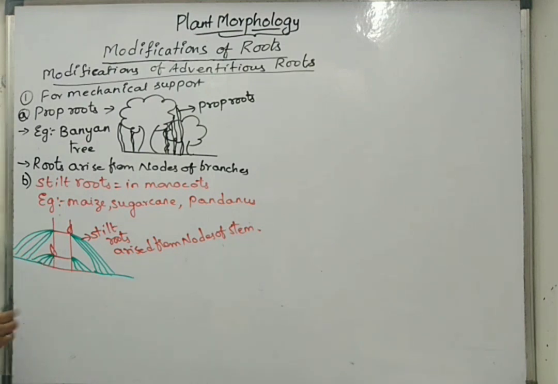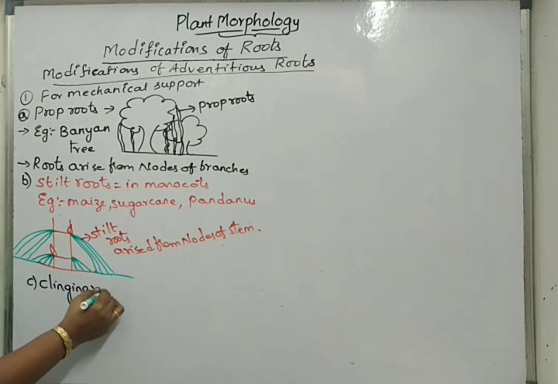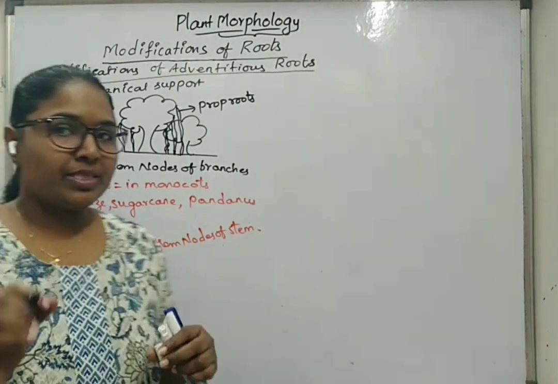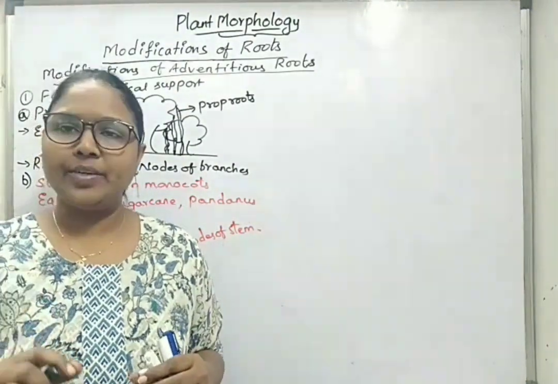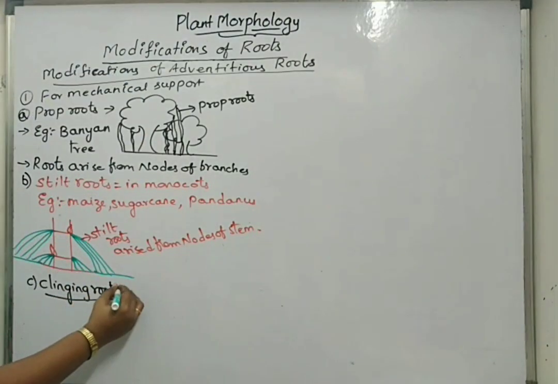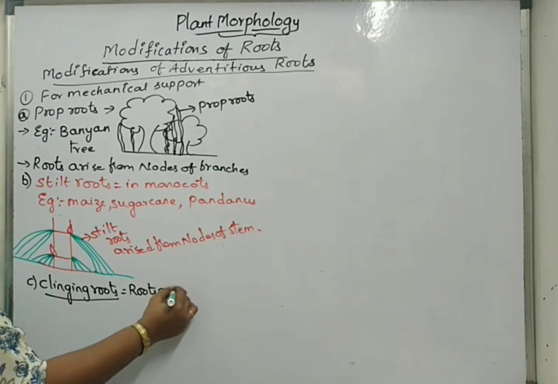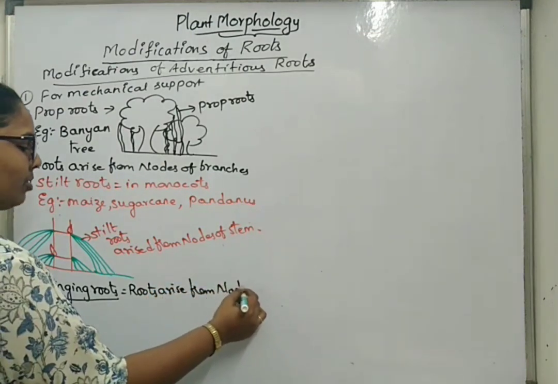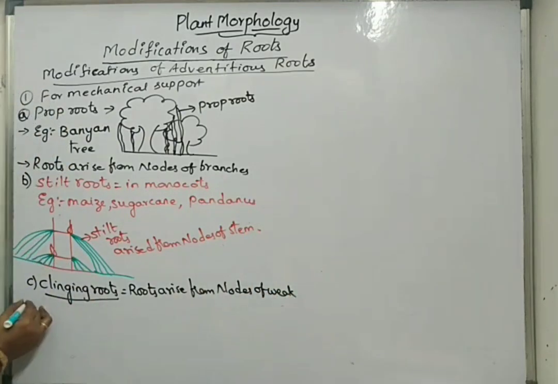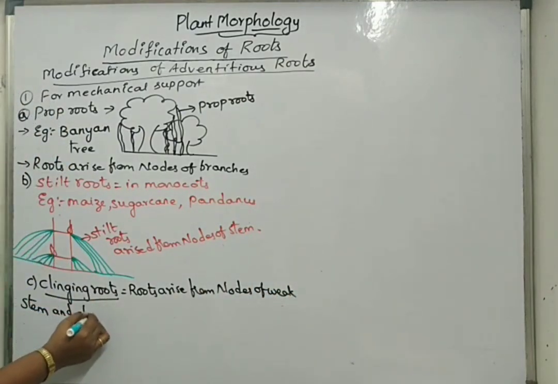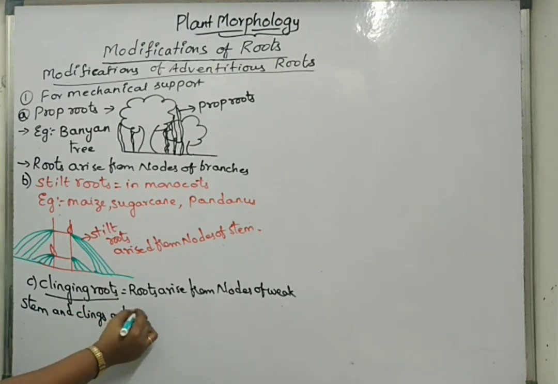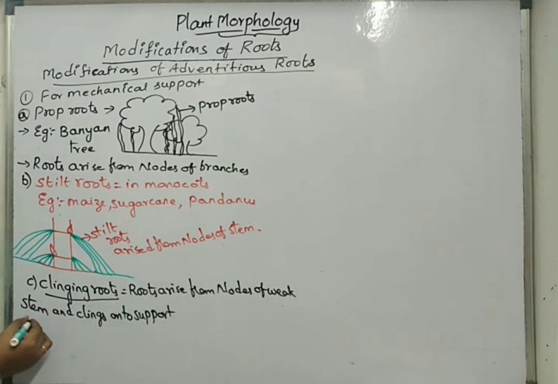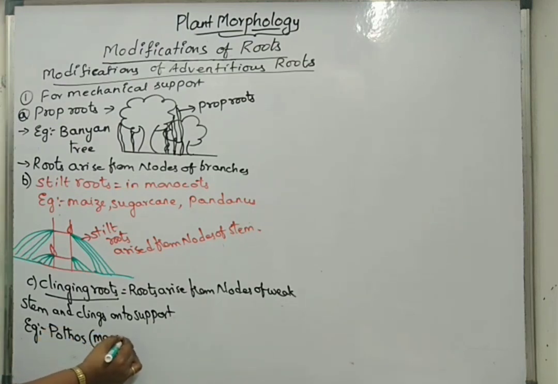Next, in case of clinging roots, some stems are very weak. Those stems are given support by adventitious roots which cling on to the support. Roots arise from nodes of weak stem and cling onto support. Examples we can see in case of pothos, which we call money plant, and piper betel also.